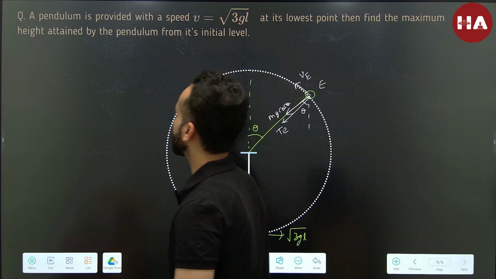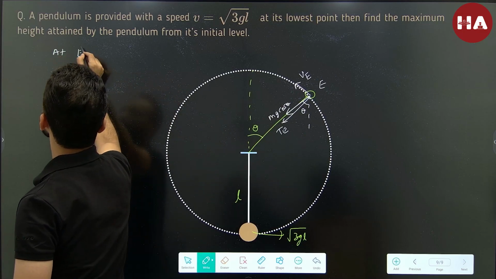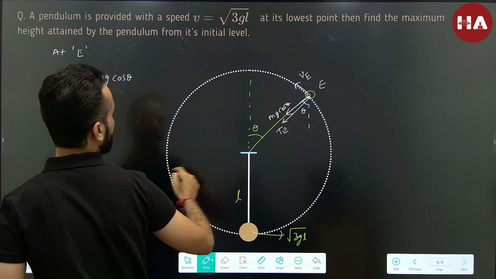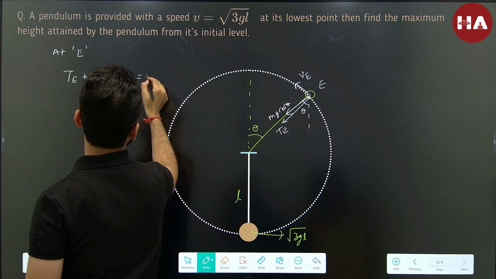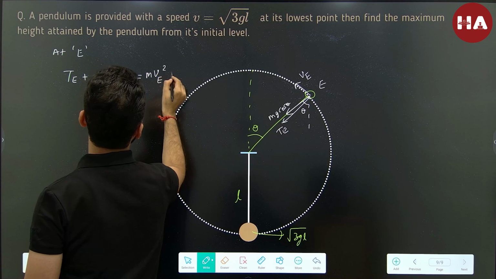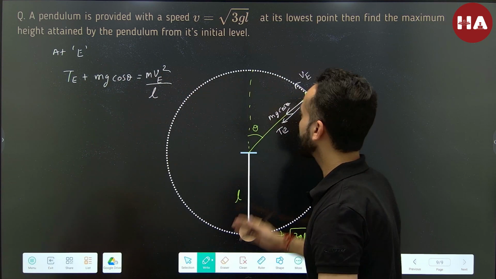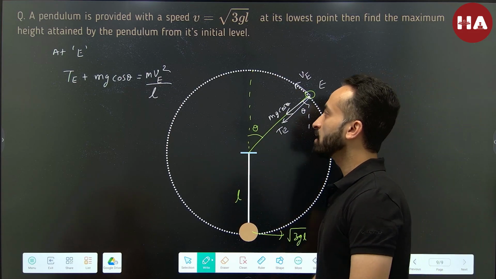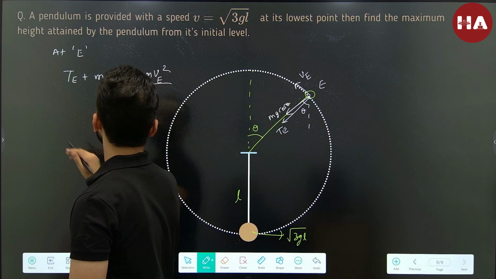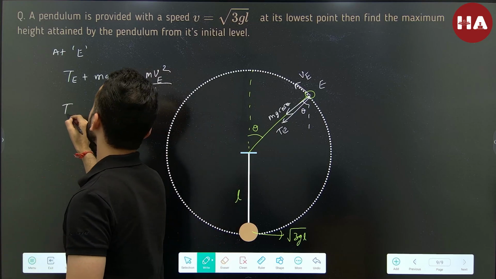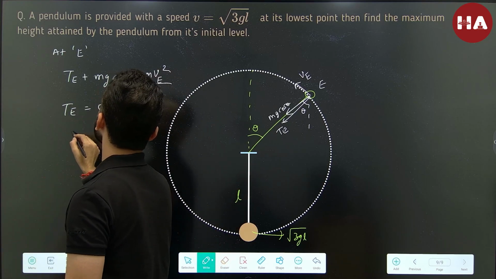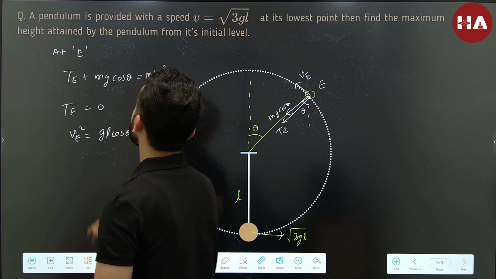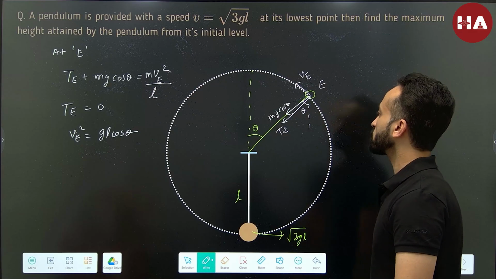So what are we talking here? We will write at E, TE plus mg cos theta is the net force towards the center, and that is going to be mv square by r. This is what we have been doing. T plus mg cos theta equals mv square by r. So since the string is slacking at E, TE is 0. That means VE square can be written as gL cos theta.